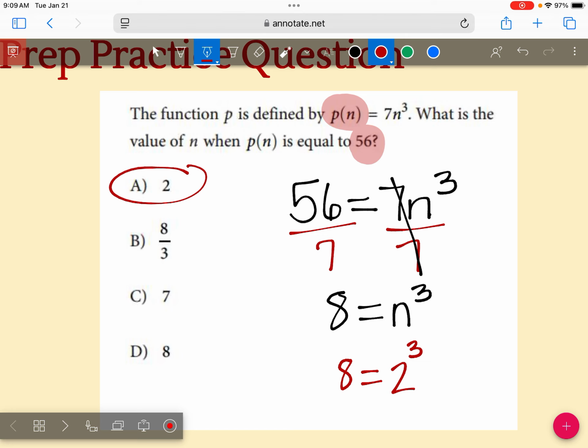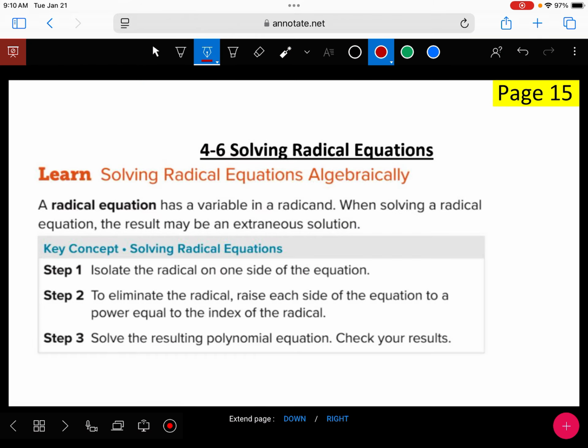All right, so now let's go to our notes. And we're only going to do a short introduction today. Tomorrow we'll finish our notes over square roots. And we will get ready for our first test of the year, which will be next week on Tuesday. So go ahead and go to page 15 in your notes, and we're talking about radical equations. So I'll give you a couple minutes to get that out.